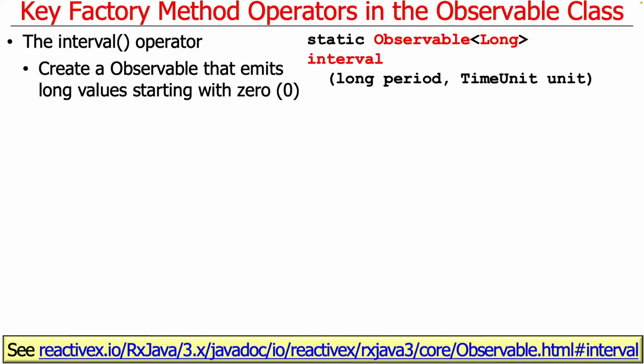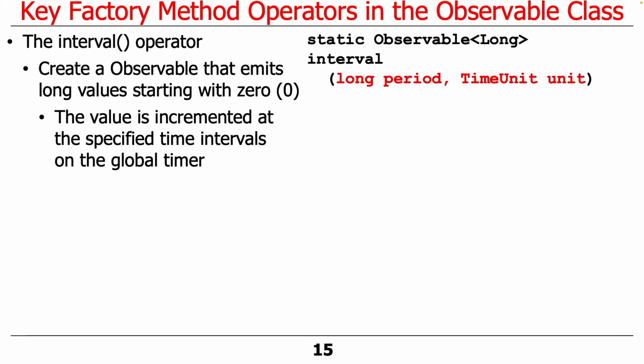Let's now turn our attention to another factory method operator, which is kind of cool, and it's called the interval operator. And what it does is it creates an observable that emits a stream of long values starting with the value 0. And you can tell it how frequently to emit the values. So it's basically an interval timer that will emit these values at the intervals specified by these parameters. So you can say how long between each emission and what the time unit should be.